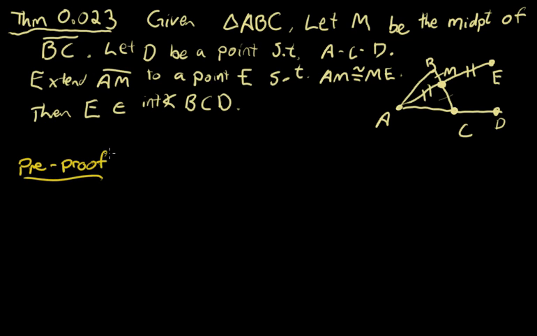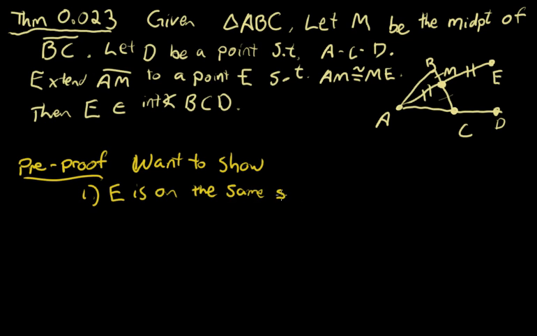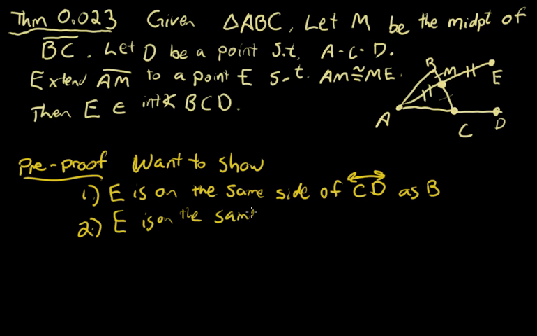Alright, what do we want to show? We want to show 1, E is on the same side of CD as B, and we also want to show E is on the same side of CB as D. And by an earlier definition, that will prove that E is in the interior of angle BCD.